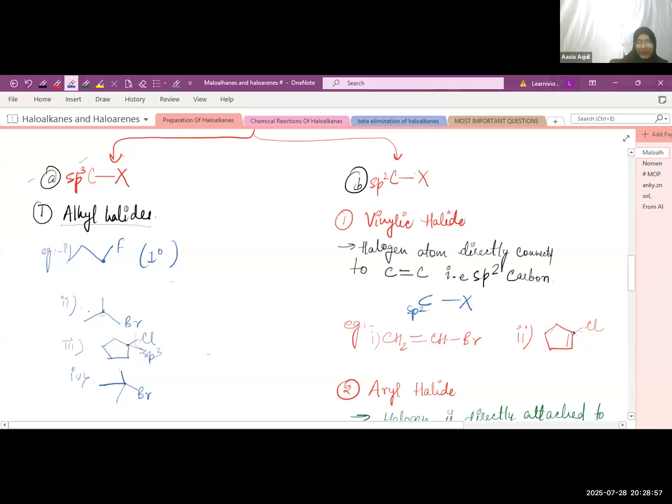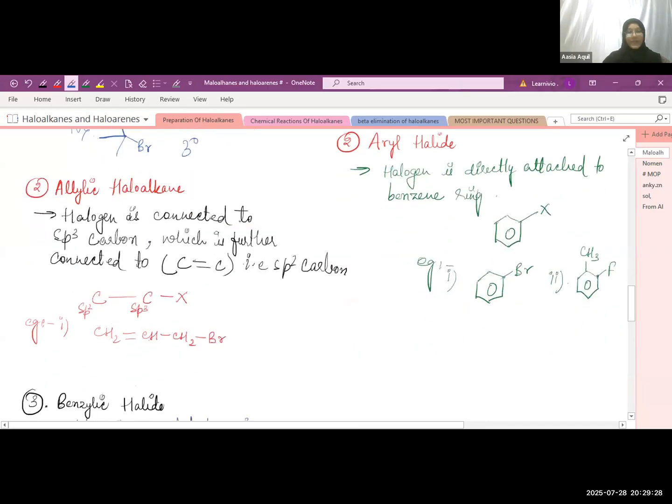Just tell me, for the second one? Secondary, very good. Third one? Secondary, very good. Now you understand. And for the fourth one? Tertiary, yes, very good. Now it's clear.